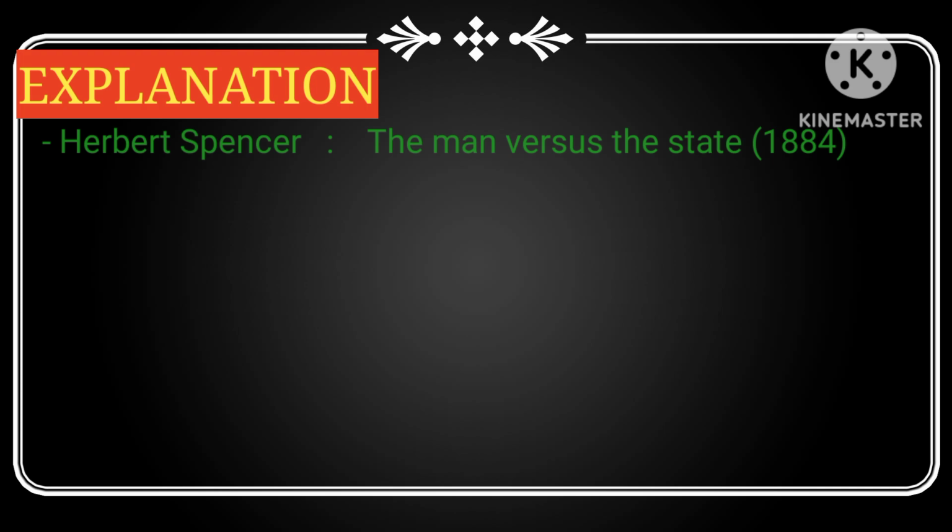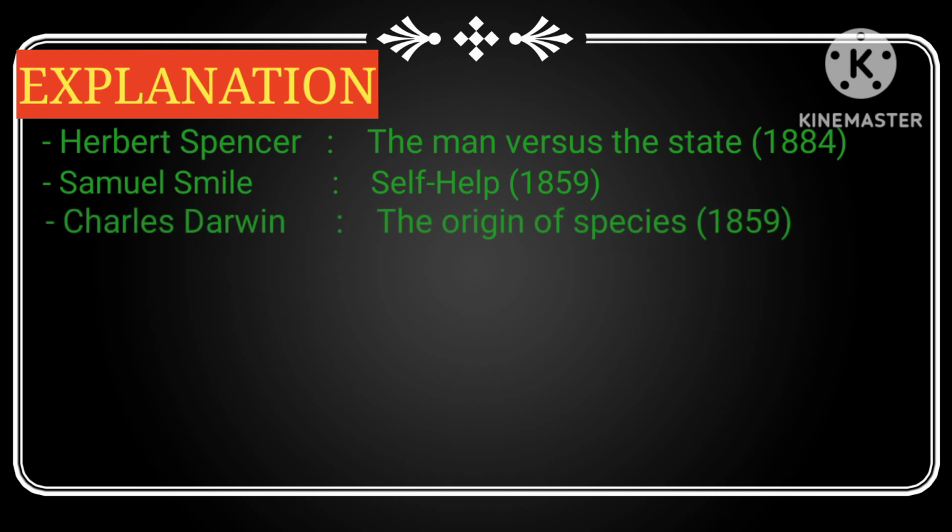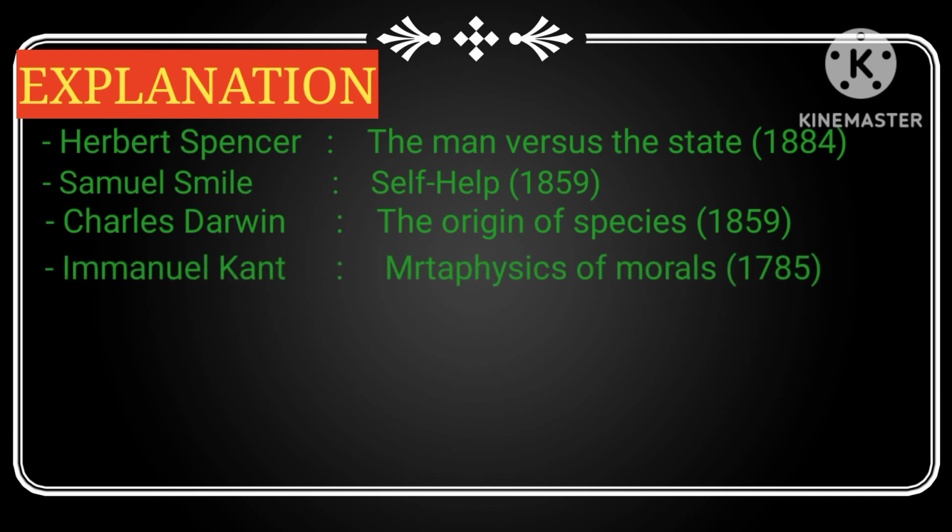Yes, Herbert Spencer wrote the book The Man versus the State, which was published in the year 1884. Then Samuel Smiles wrote the book Self-Help, published in 1859. Then Charles Darwin wrote The Origin of Species, published in 1859. Then Immanuel Kant wrote the book Metaphysics of Morals, published in 1785.